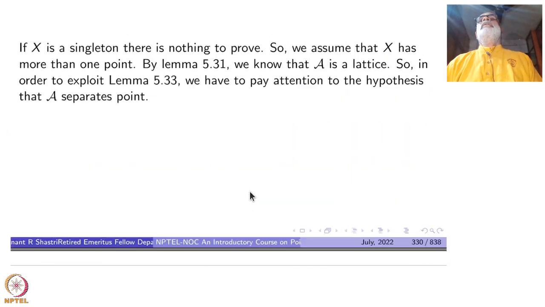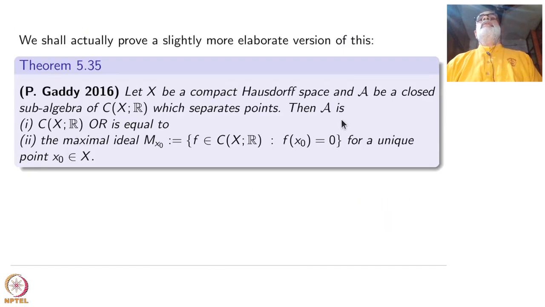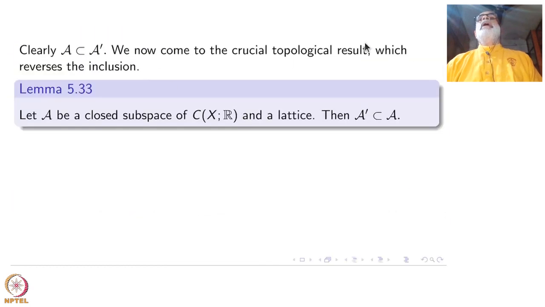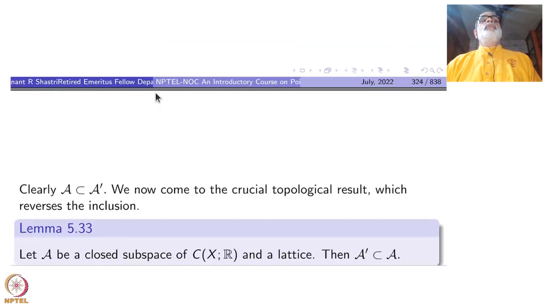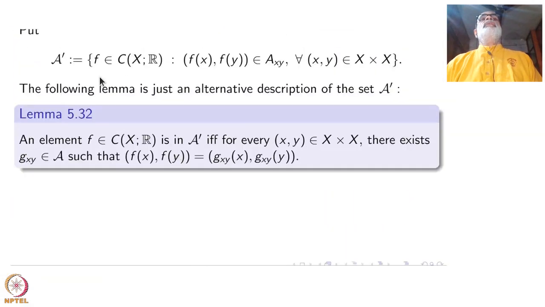So I will just recall the important steps here. So where was the definition of A prime? This A prime, which was obviously larger. Okay. So we have proved that A prime is equal to A. The description of A prime is this one. We are using that: for all f inside C(X, R), for all pairs (x, y), (f(x), f(y)) must be in A_xy, then f is inside A prime. This is the simple description.